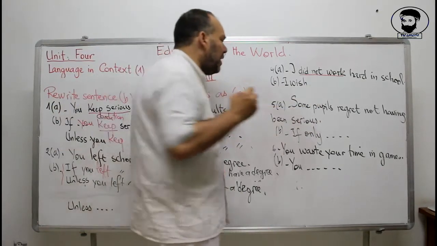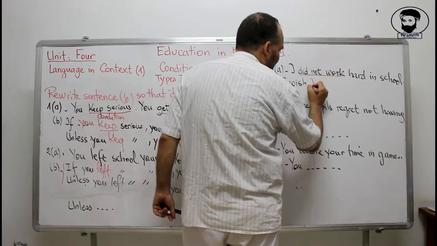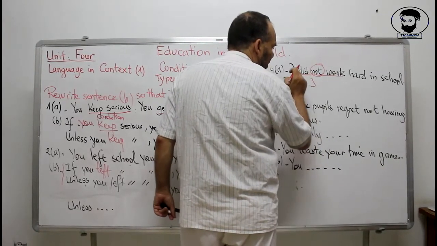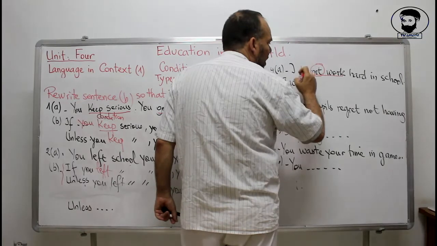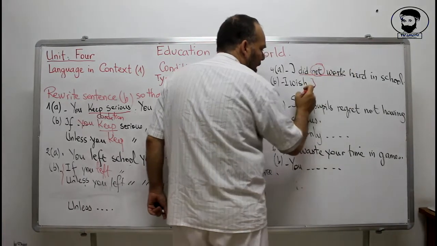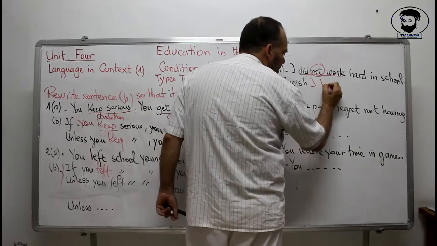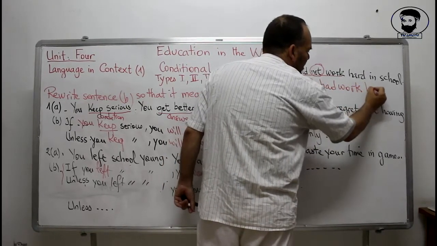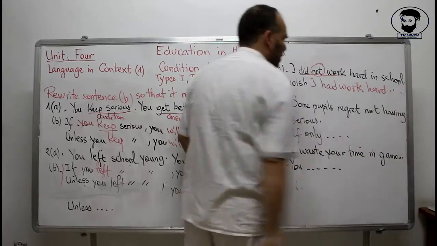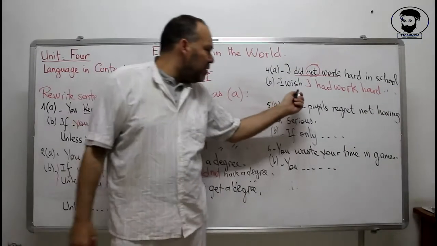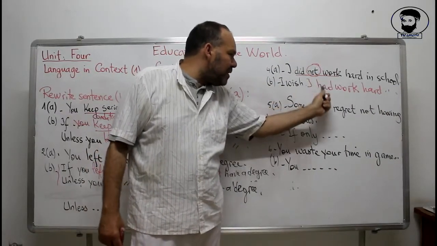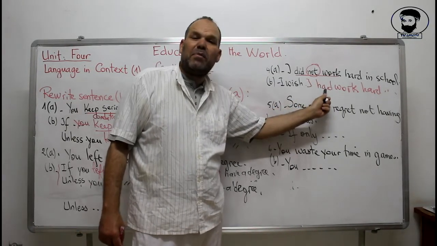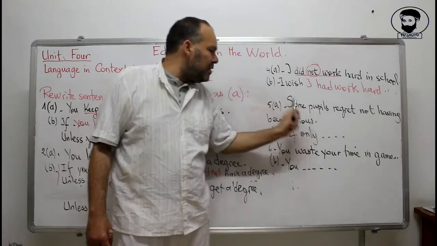So I wish, I follow, I. Now did not here is not here. So the verb did not work, it means worked, the form. So I had worked hard in school. So this form will go to the negative becomes positive, and the simple past becomes the past perfect of the verb. Now this is the second form.